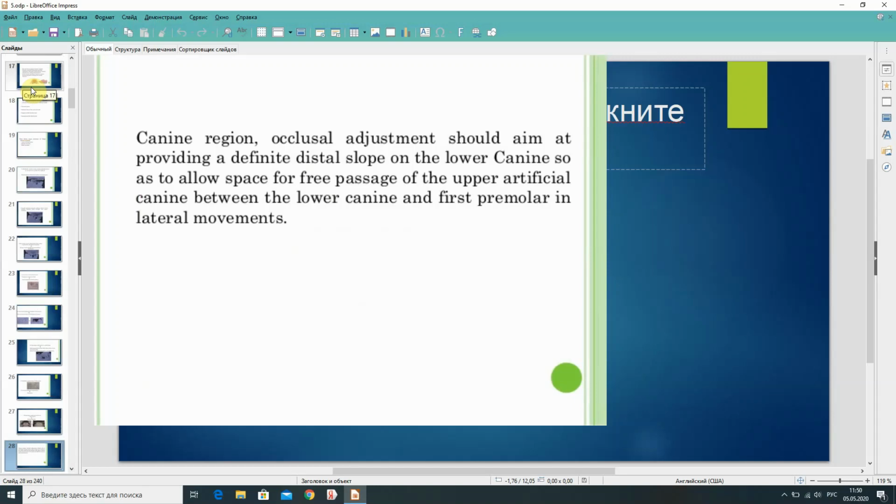Canine region occlusal adjustment should aim at providing a definite distal slope on the lower canine so as to allow space for free passage of the upper artificial canine between the lower canine and first premolar in lateral movements.